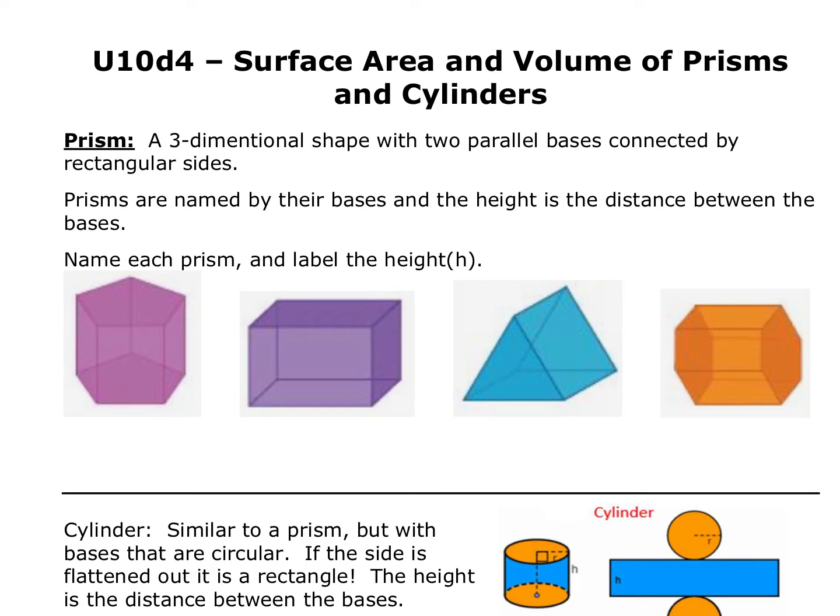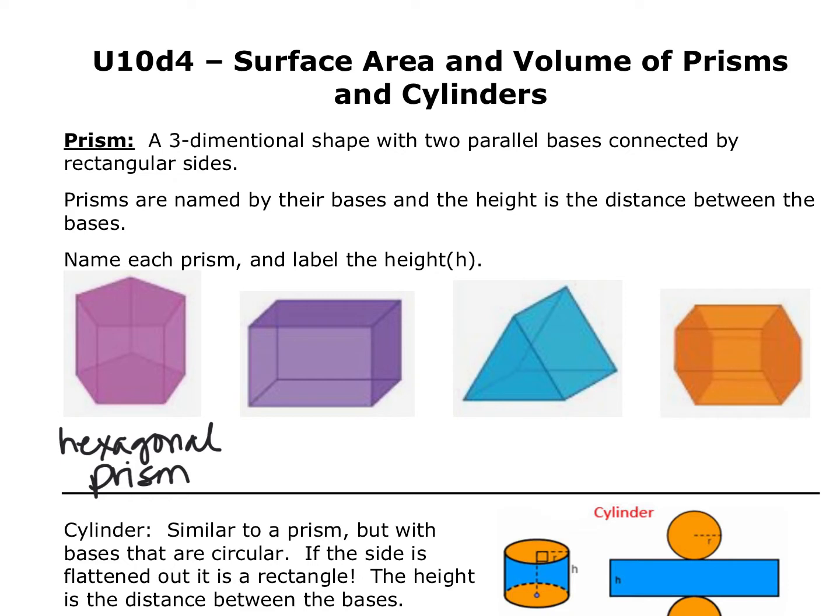First of all, a prism is a three-dimensional shape with two parallel bases connected by rectangular sides. Prisms are named by their bases, and the height is the distance between the bases. Let's name each prism. We have rectangles on the sides, but on the bases we have two congruent parallel bases, and these are 1, 2, 3, 4, 5-sided. So this is a hexagonal prism.